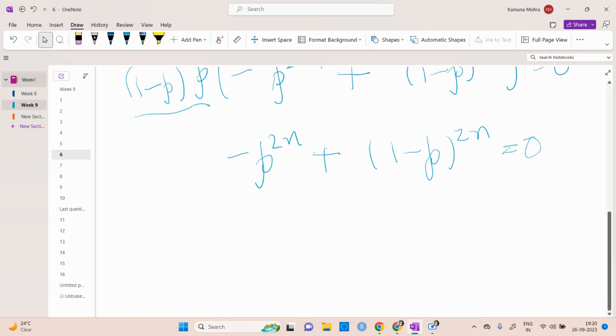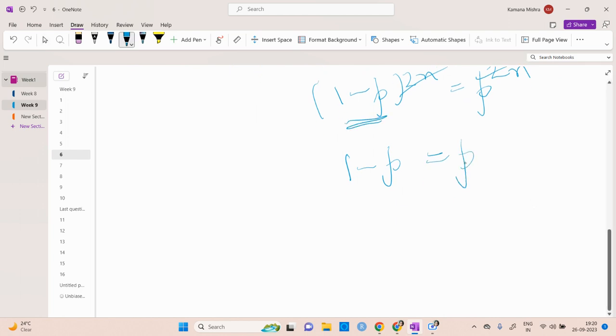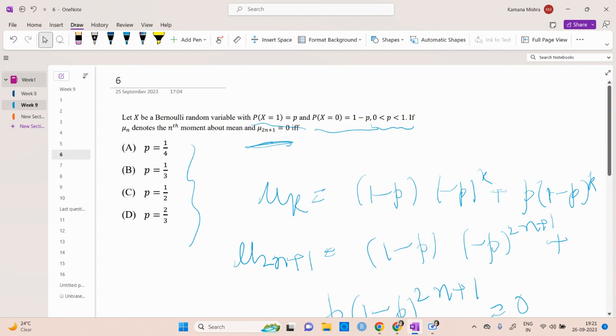What it means is that (1 minus p) to the power 2n is equal to p to the power 2n. Now you can just remove this because power is same. So the base will also be same, so it will be 1 minus p is equal to p, so 1 is equal to 2p, so p is equal to half, right? So p is equal to half will be the answer.